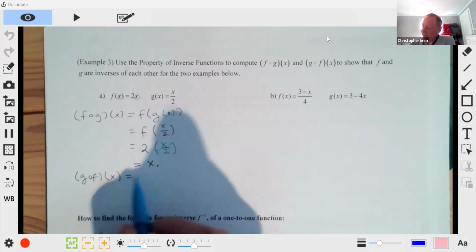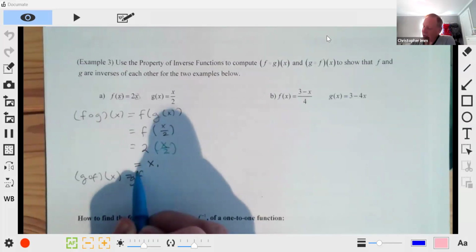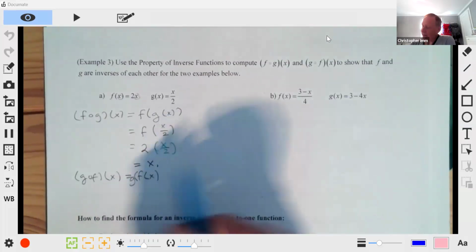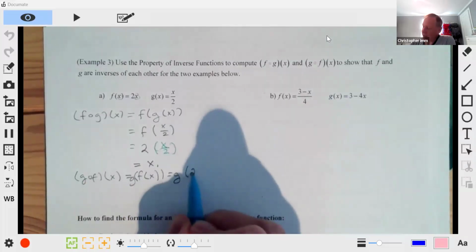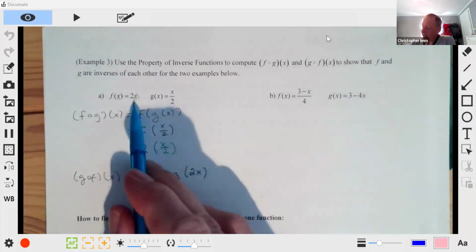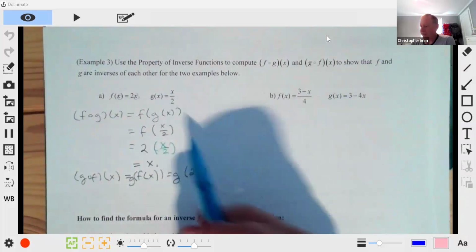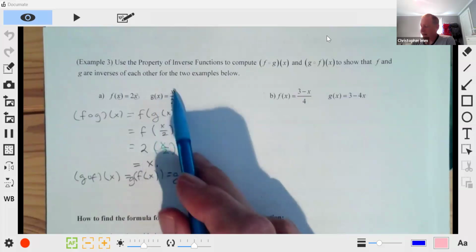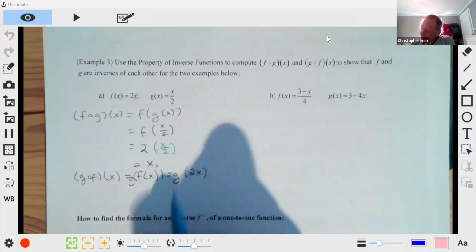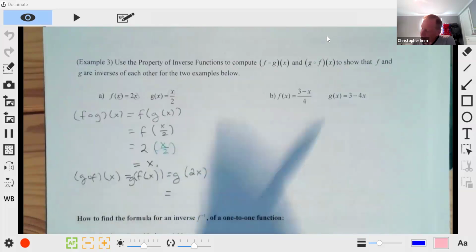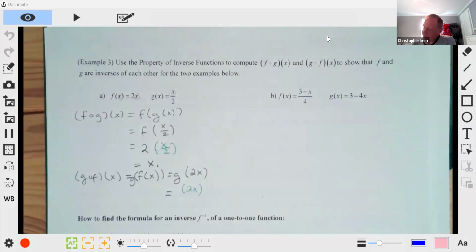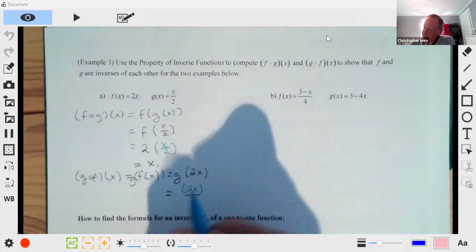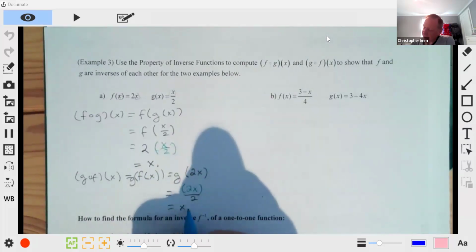So g of f of x would mean that I have g with the 2x in there, that's my f of x. So now I go to my g function, and wherever I see x, I'm going to plug in this 2x. I get 2x over 2, and again, the 2's cancel, and I get x back there.